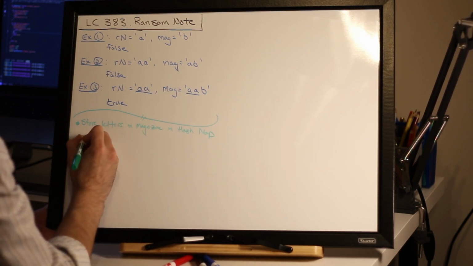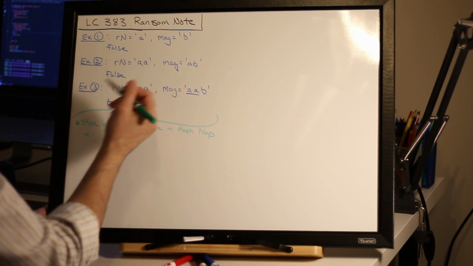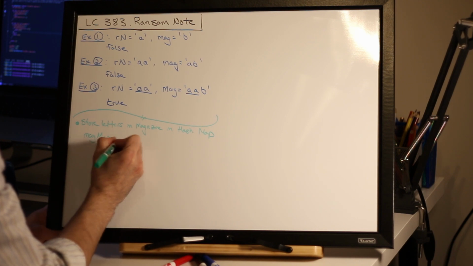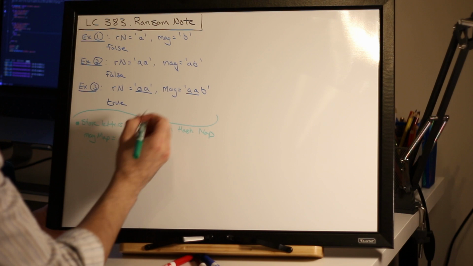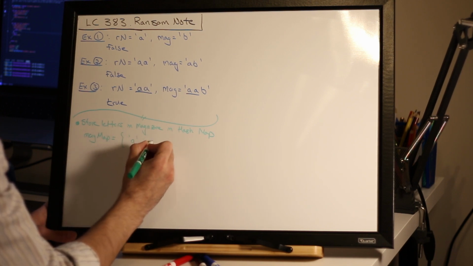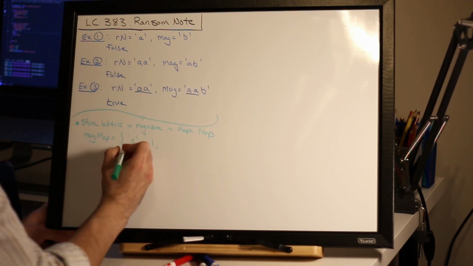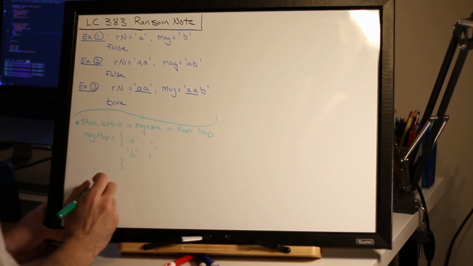What this is going to look like is this. I'll go through example 2 using this. I'm going to call this hash map magmap, short for magazine map, and we're going to store A and B in there. A is a key and its value is 1 because that's the occurrence. There's only one occurrence of A and only one occurrence of B. So B is also 1, and that's our magazine map.